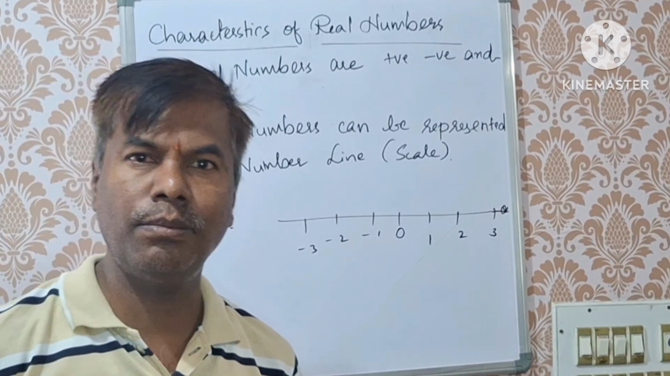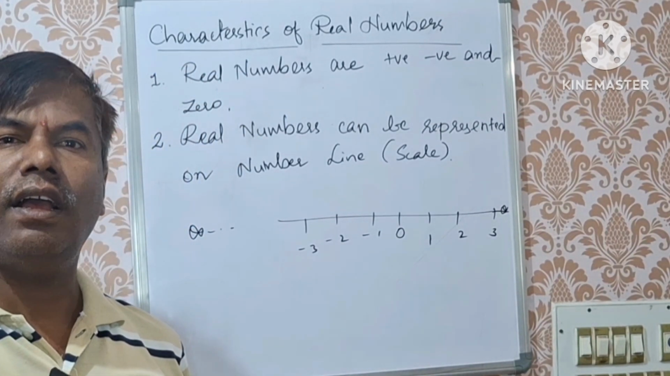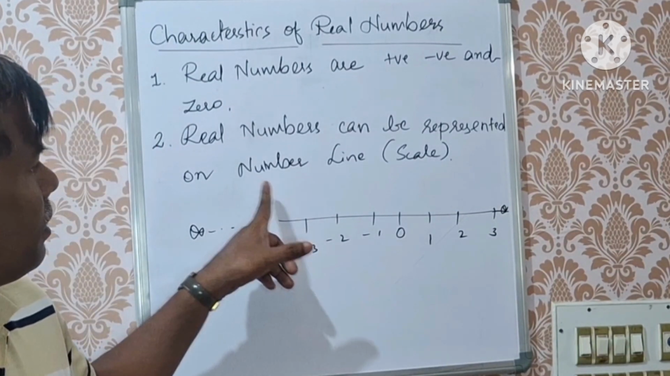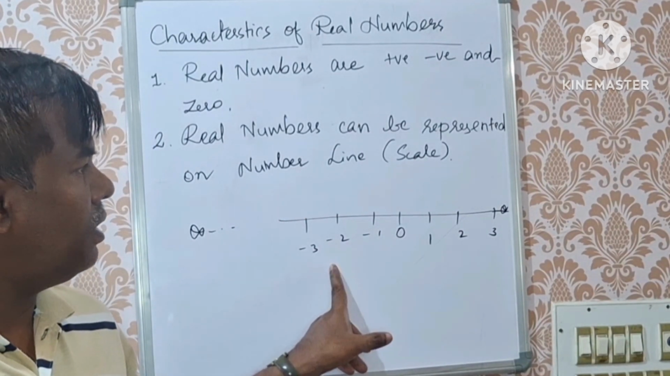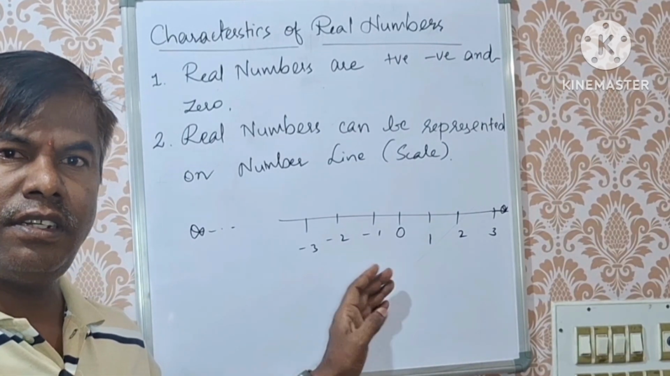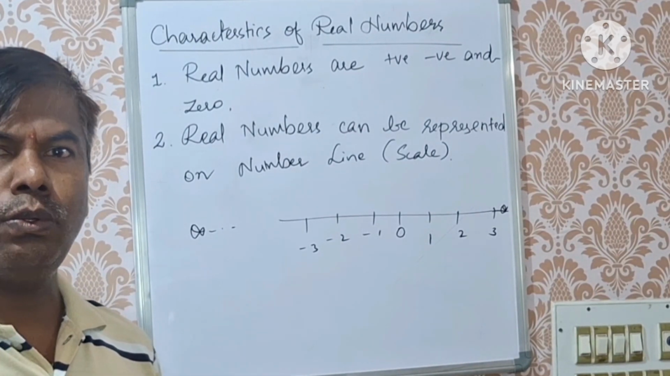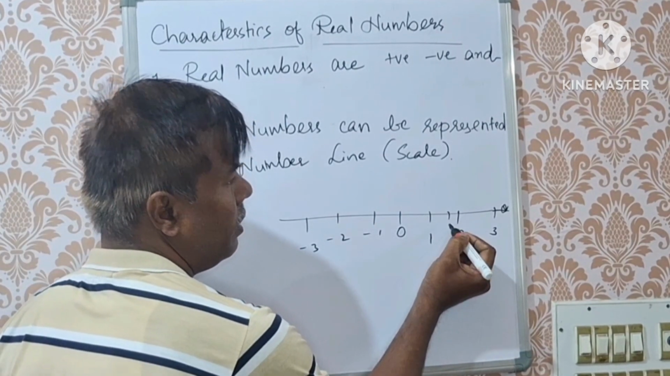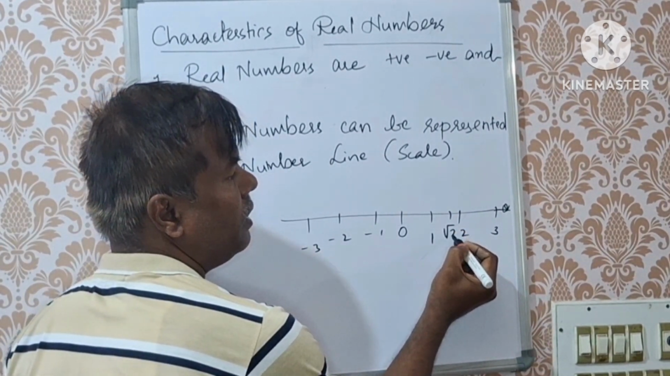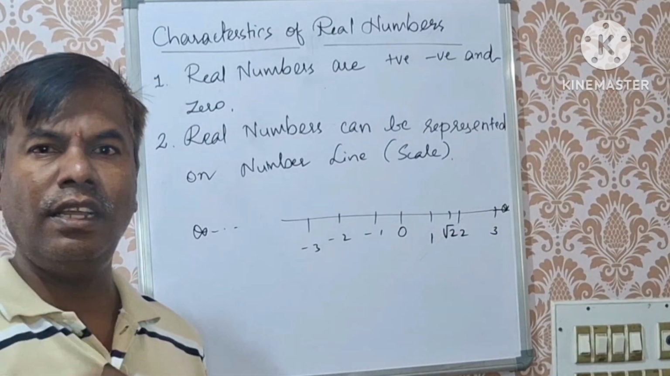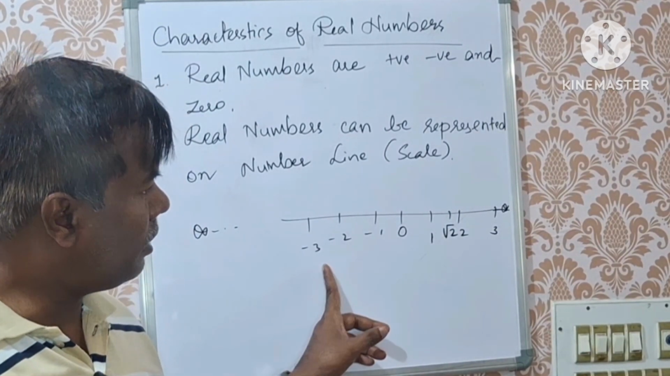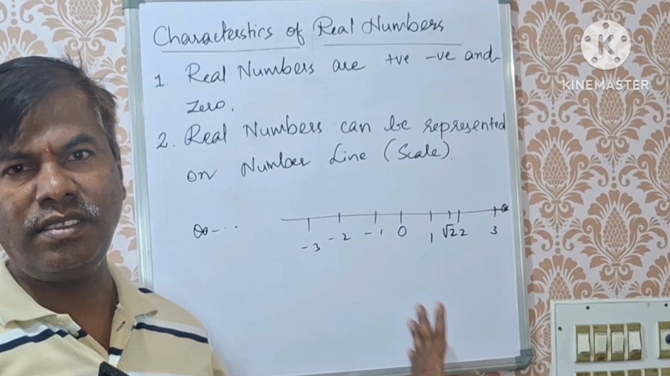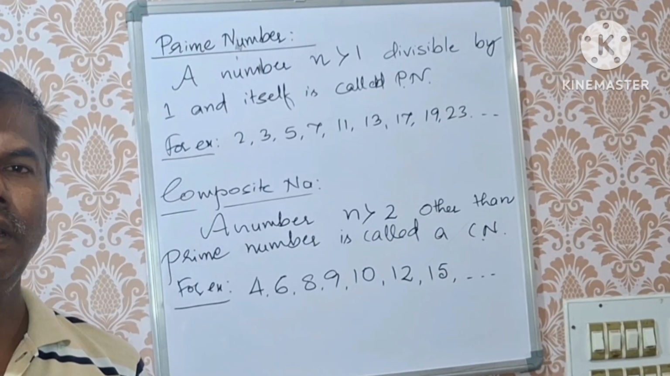The second characteristic of real numbers is that real numbers can be indicated on the number line, that is the scale. Any real number can be represented on the number scale. For example, root 2 is a real number. The value of root 2 is 1.4, and it lies here. So all the real numbers can be represented on the number line. This is the second characteristic.